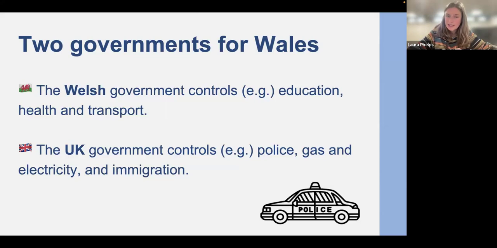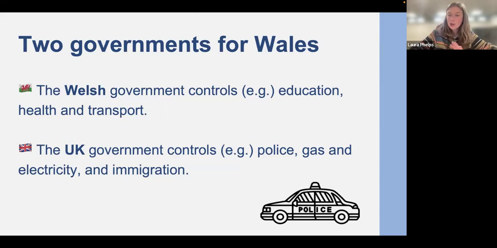So the Welsh Government controls various things. For example, it controls education. It can decide about schools and colleges and universities in Wales. It controls health in Wales, and it controls transport. So you might have seen on the trains, we've got Transport for Wales. That's the responsibility of the Welsh Government.